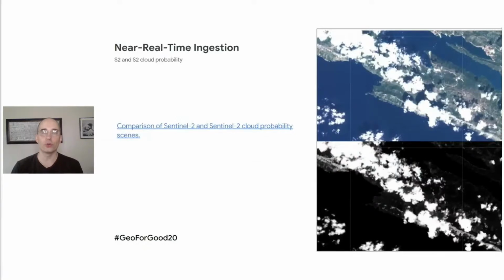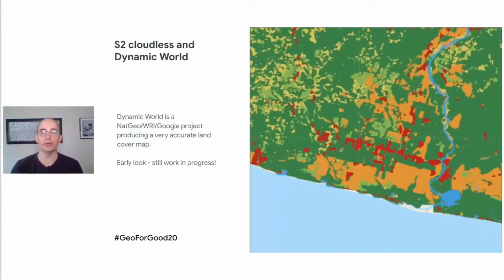This slide shows you the presence of clouds in the optical imagery on top, and the cloud probability for the same image for the same area in the bottom. And you can see with visual inspection that here the algorithm did a pretty good job. Finally, we use the cloudless dataset as an input to the next derived dataset, which is called Dynamic World. It's a joint project between National Geographic, WRI, and Google. But there is a whole separate talk about this by Chris Brown, which I invite you to watch.